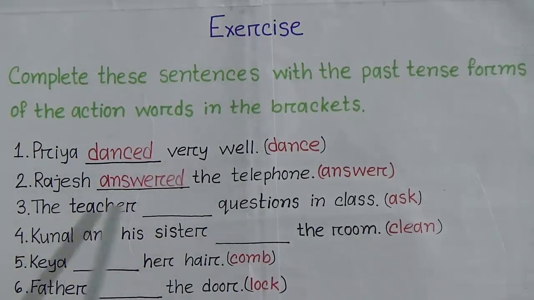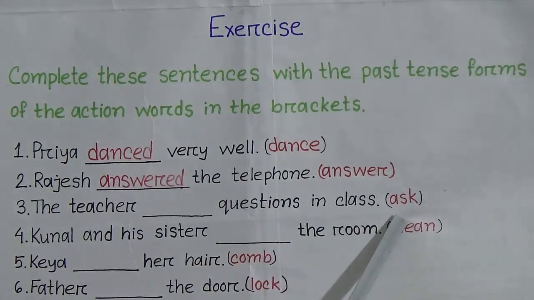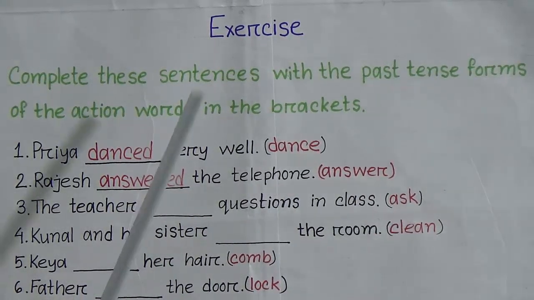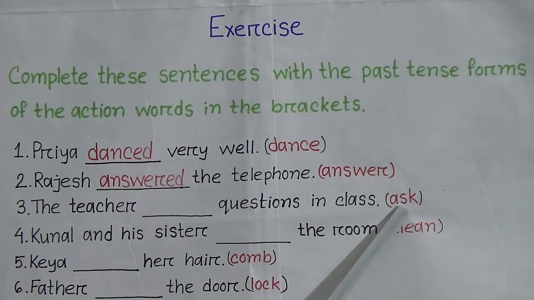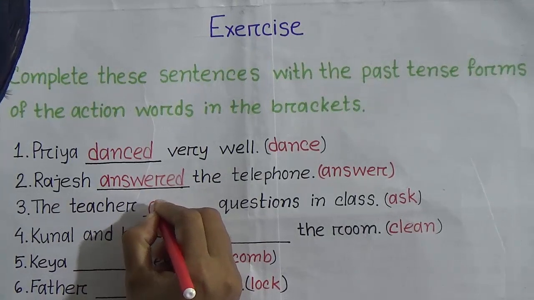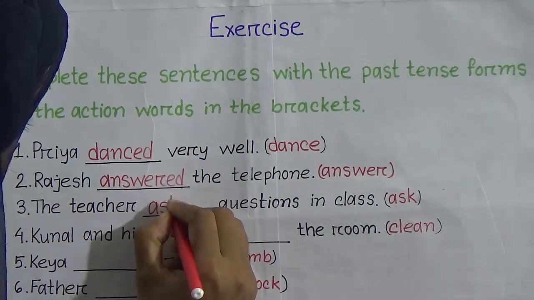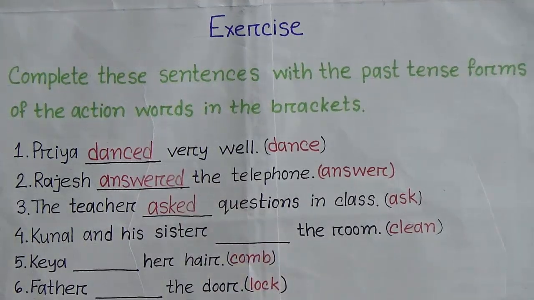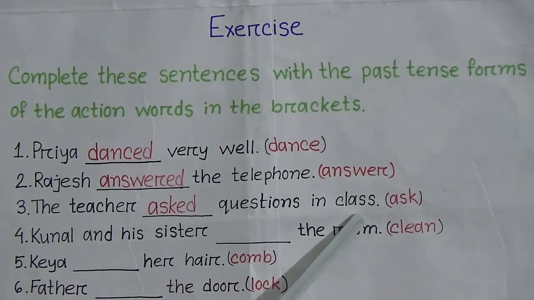Number 3. The teacher dash questions in class. In bracket the word is ask. So you have to write the past form of the word ask. The past form of the word ask is asked. We have to use ed at the end of the word. A-S-K-E-D. Asked. So the sentence will be the teacher asked questions in class.